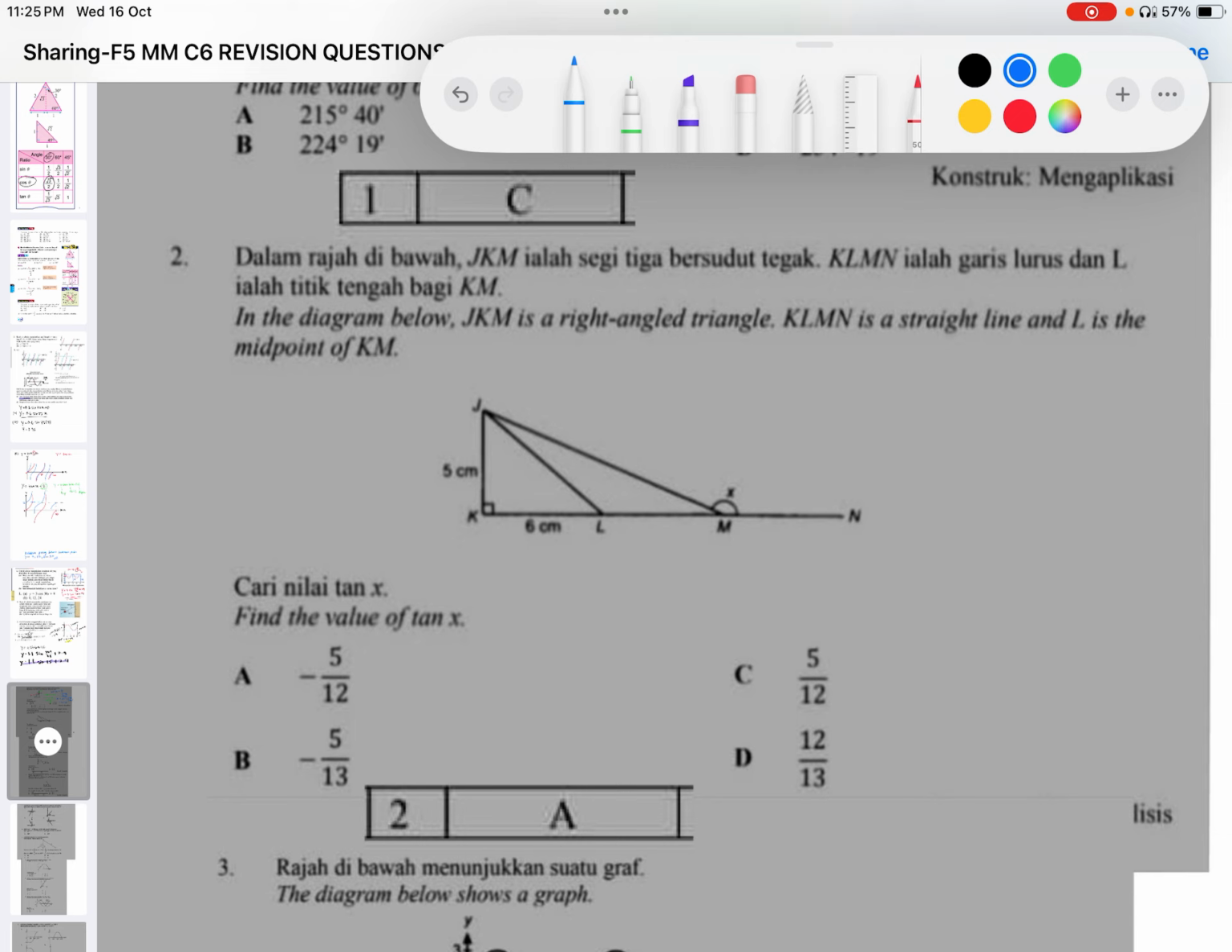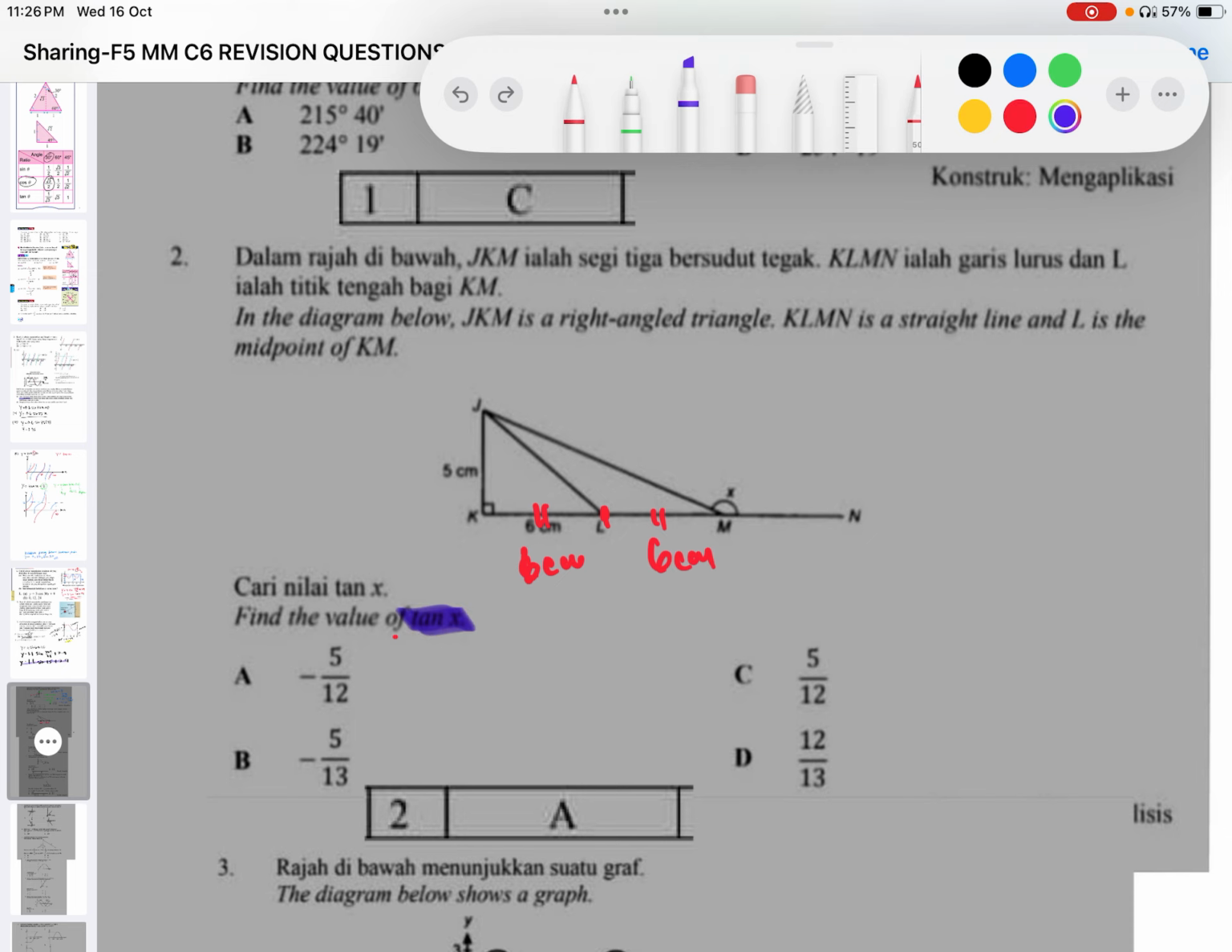Next question, in the diagram below, JKM is a right angle triangle, KLMN is a straight line, and L is the midpoint of KM. So L is the middle part, so this will be the same as this. It will be 6 cm as well. Next, the question asks for tangent x.